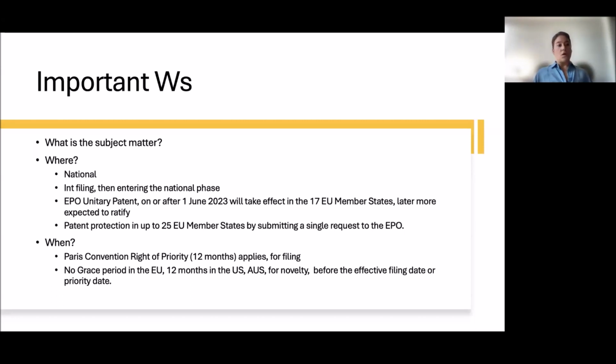There is a concept called grace period, but there is no grace period in the EU. In the US and in Australia, there is 12 months. If the invention is disclosed, you can still apply for a patent within 12 months in the US and in Australia. So the novelty will be assessed accordingly.